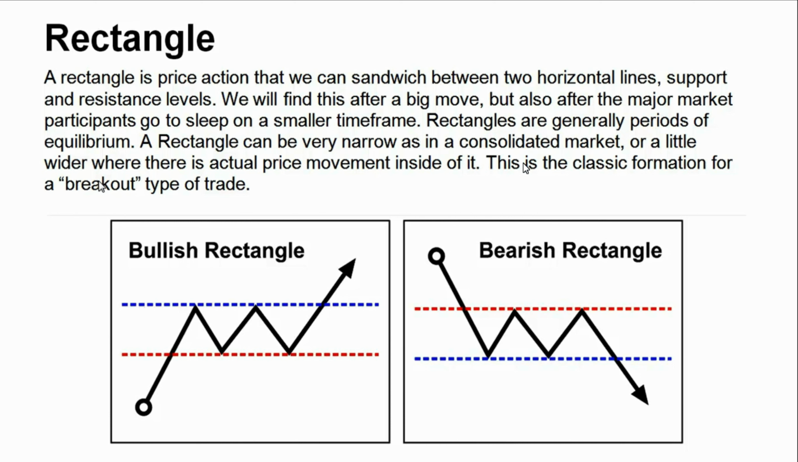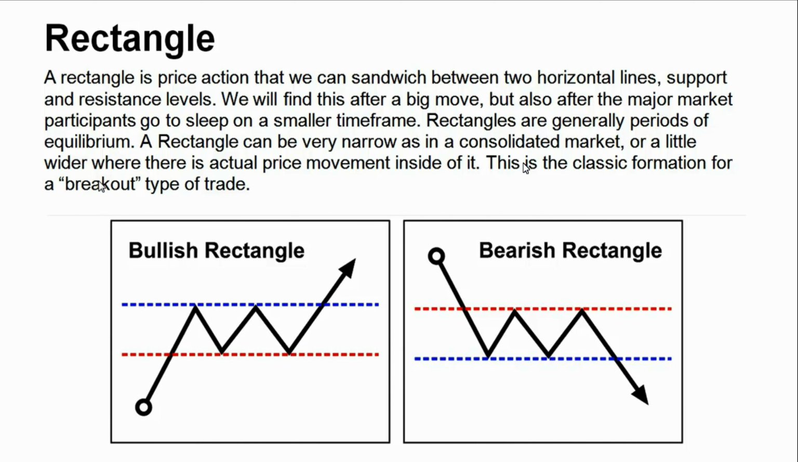This is another lecture on continuation patterns in the forex chart. The rectangle pattern, you can see on your forex chart, be it currency pairs, indices, stocks, or even cryptocurrencies. You can see this on an actual chart. A rectangle is price action that is sandwiched between two horizontal lines, a support or resistance level. So you can see this rectangle forming between a level of support and resistance which are equal.